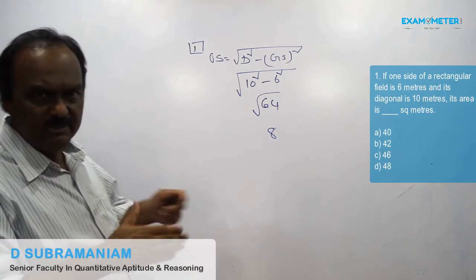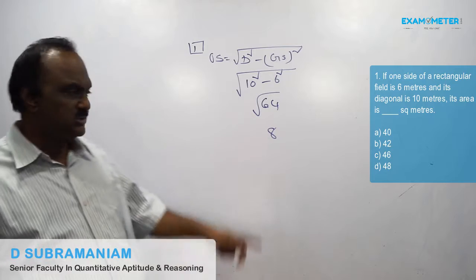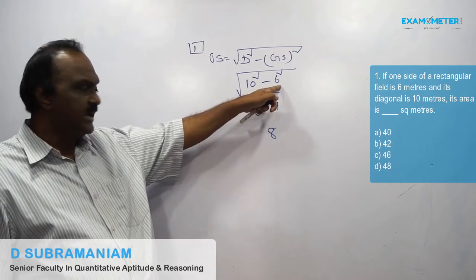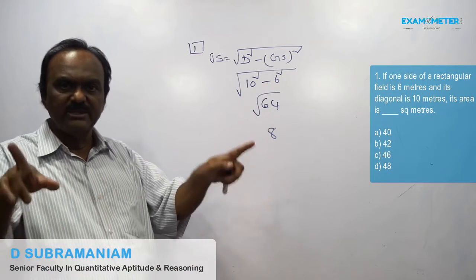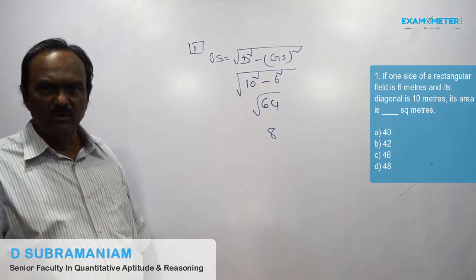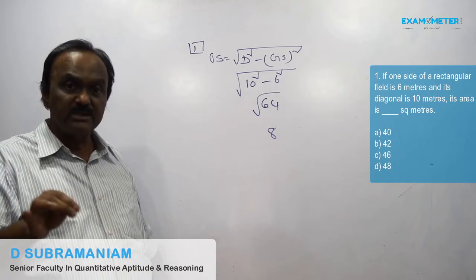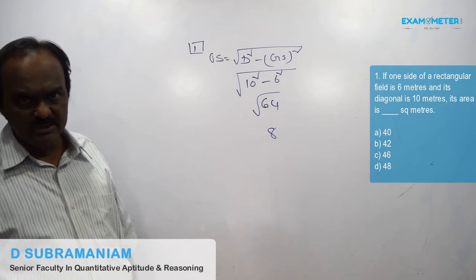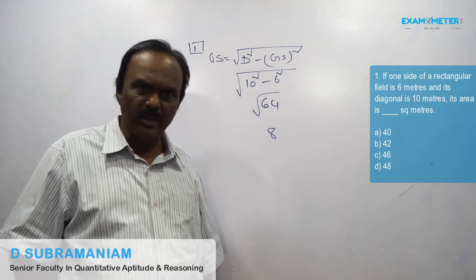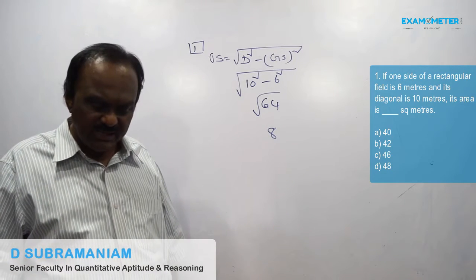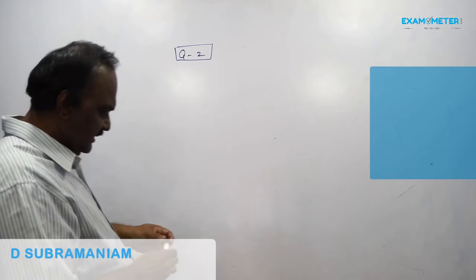Rectangle means length will be more, breadth will be less. So take this as length, this as breadth. Area is length into breadth, 8 into 6, 48 square meters. Area will always be expressed in square units. So answer is 48 square meters.